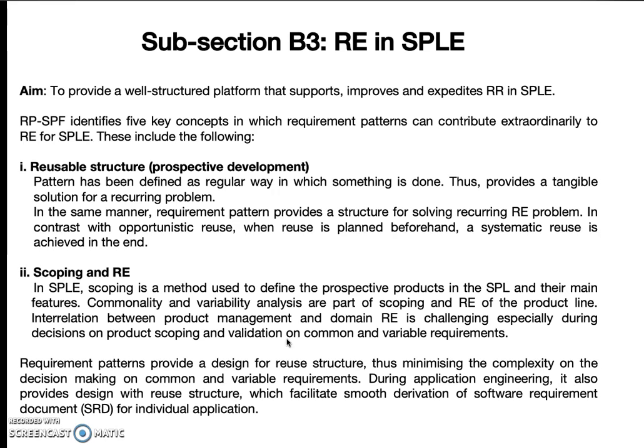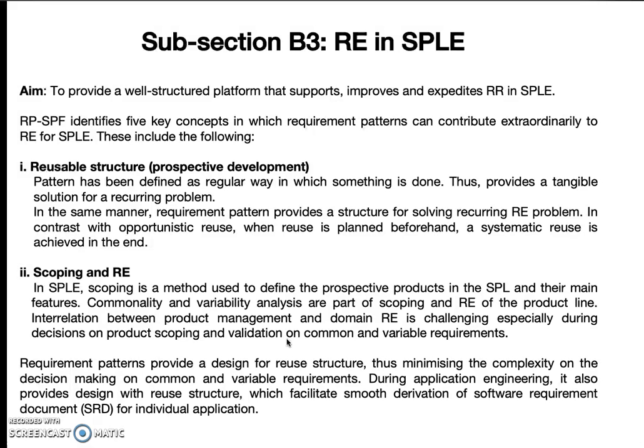2. Scoping and requirement engineering. In software product line engineering, scoping is a method used to define the prospective products in the software product line and their main features. Commonality and variability analysis are part of scoping and requirement engineering of the product line.